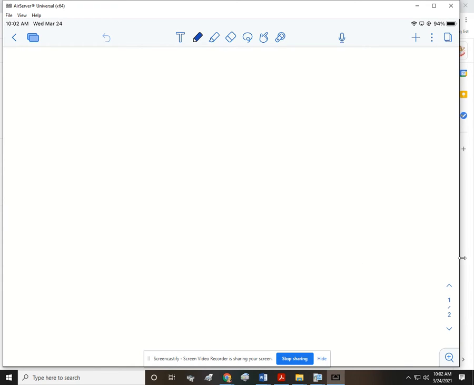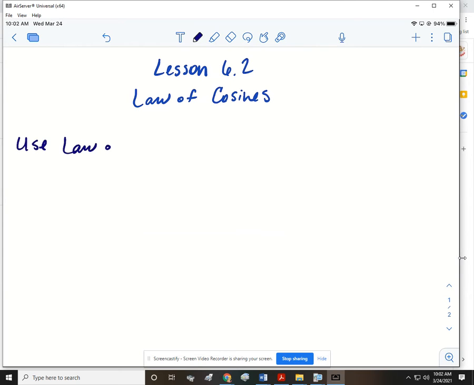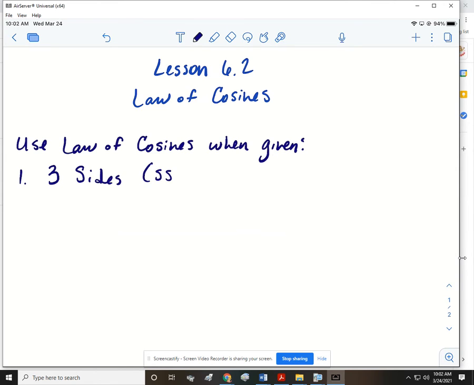Okay, so we are going to be using the law of cosines today. It is important to know when you use law of cosines. We're going to use law of cosines when given, number one, three sides, which would be side, side, side, or two sides and their included angle.